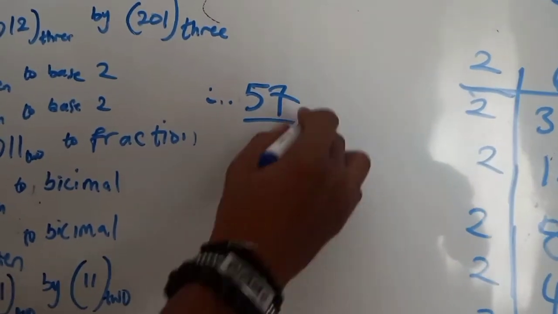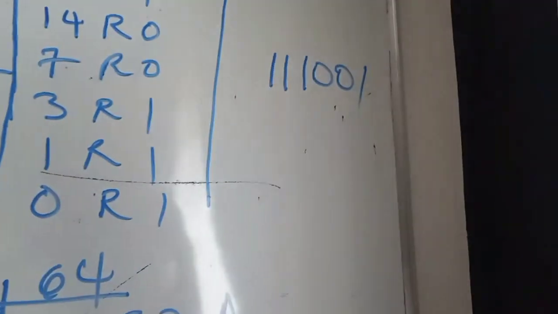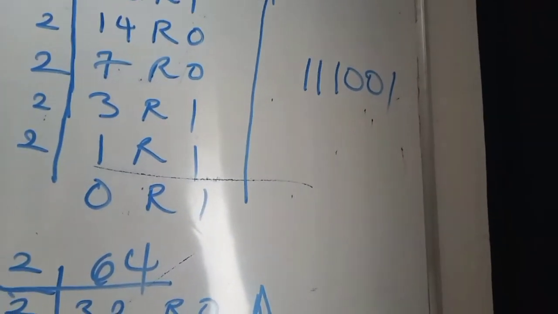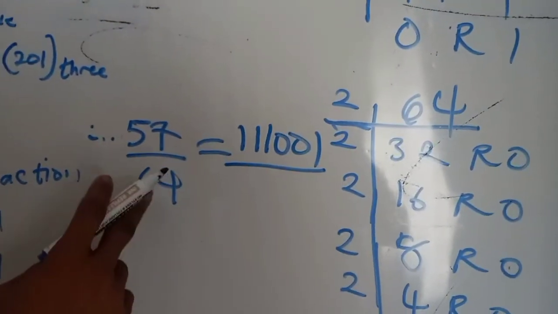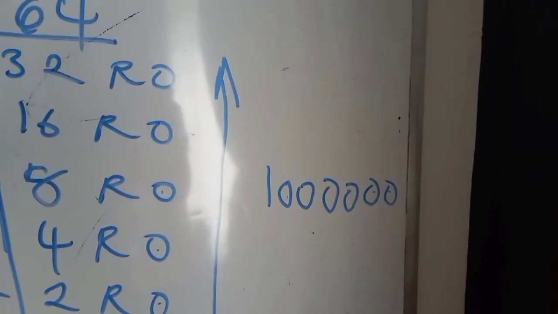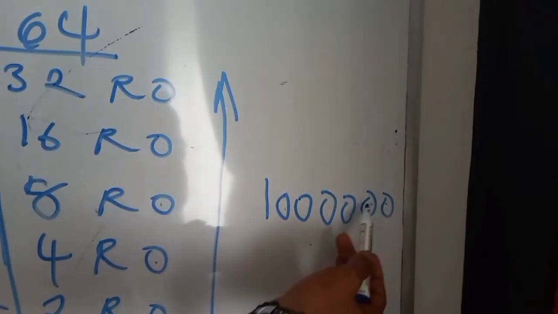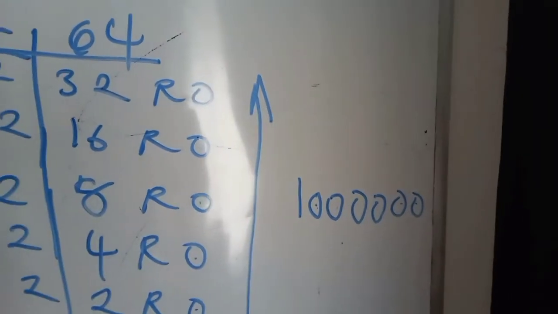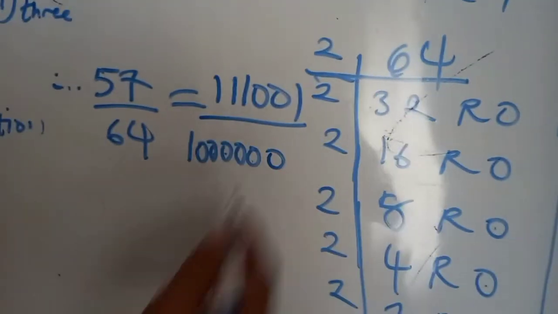57/64 is what? My 57 in binary is what? 111001 over my 64, which is what? 1000000. How many zeros do we have here? 1, 2, 3, 4, 5, 6.